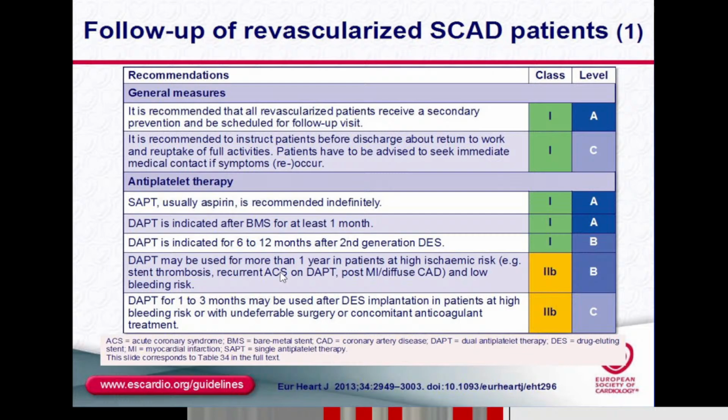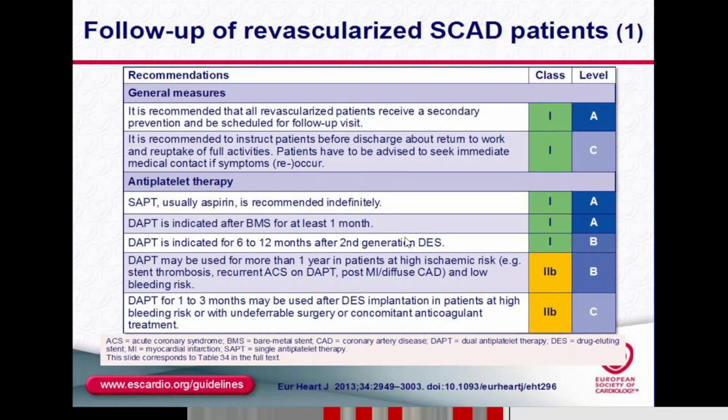acute coronary syndrome on double antiplatelet therapy, post-MI, diffuse coronary artery disease, and low bleeding risk. But you see, class recommendation may be considered to be. And double antiplatelet therapy for 1 to 3 months may be used after drug-eluting stents implantation in patients at high bleeding risk or with undeferrable surgery or concomitant anticoagulant treatment.